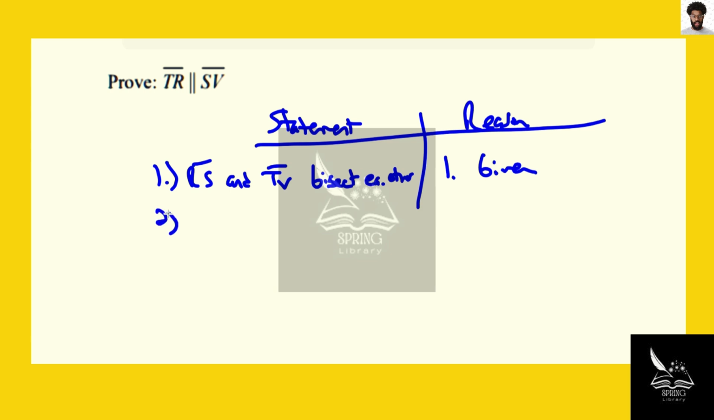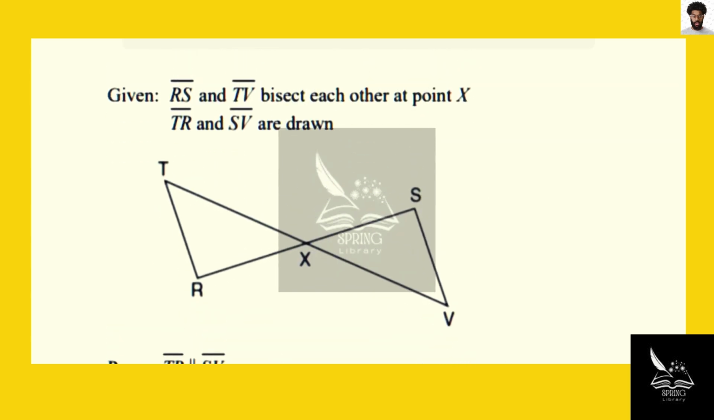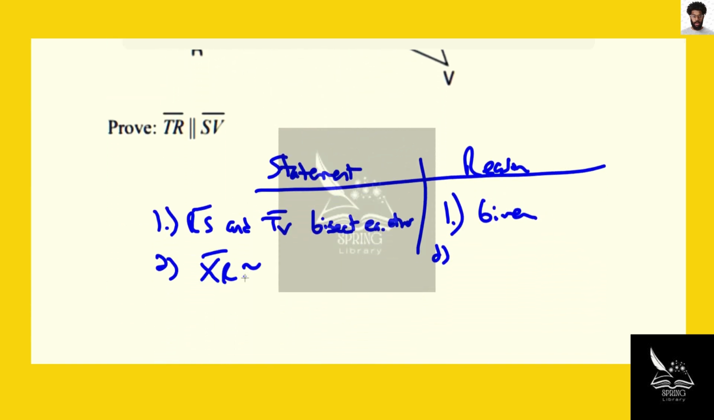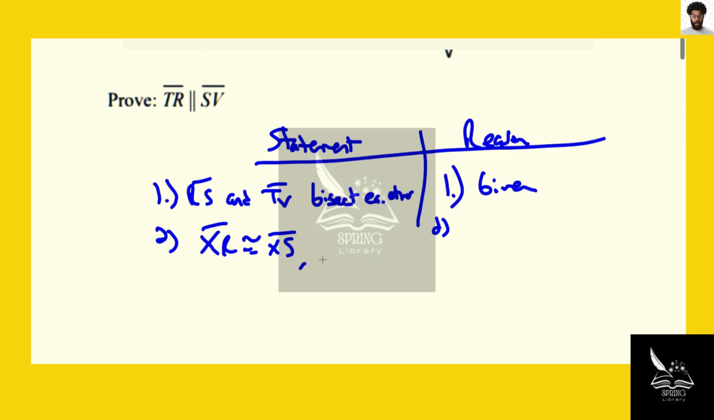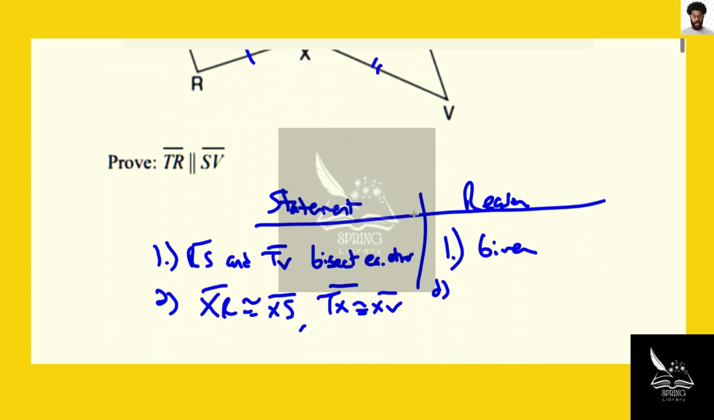What would that mean? If they bisect each other, that would mean that XR is congruent to XS, and XT is congruent to XV, by the definition of bisect, because these are bisecting each other, which means X is cutting each segment into congruent parts. I'm going to say the definition of bisect.